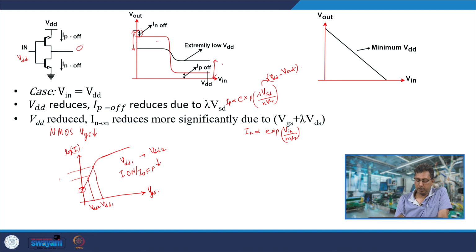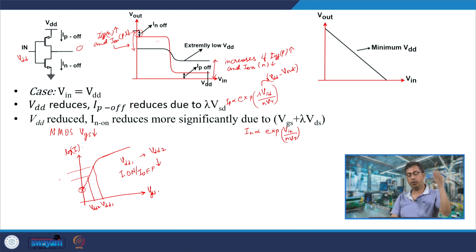You can say that this increases if Ioff of P increases and Ion of N decreases. Likewise, this increases if Ioff of N increases and Ion of P decreases. So, what you find is that if the Ion by Ioff ratio is compromised, then the static transfer characteristics become more compromised, and the inverter-like characteristic is not well produced.